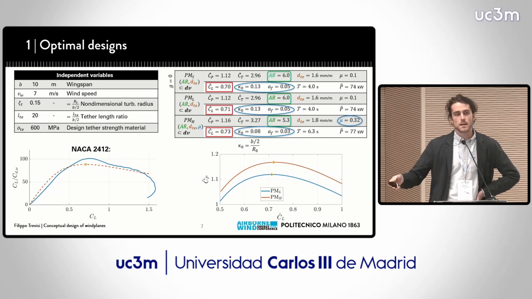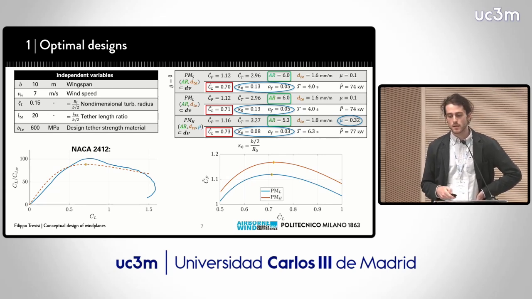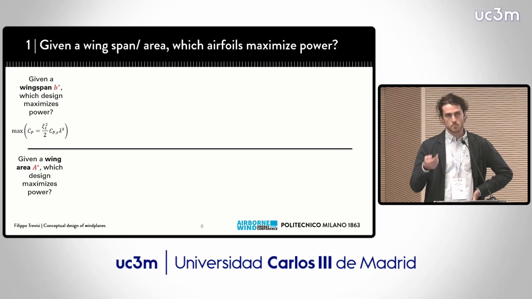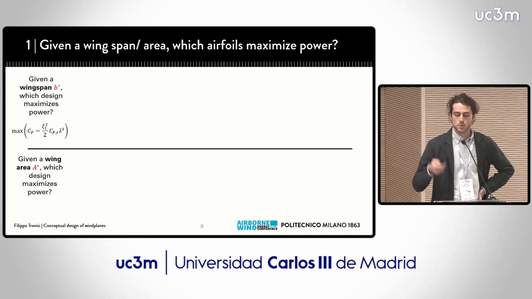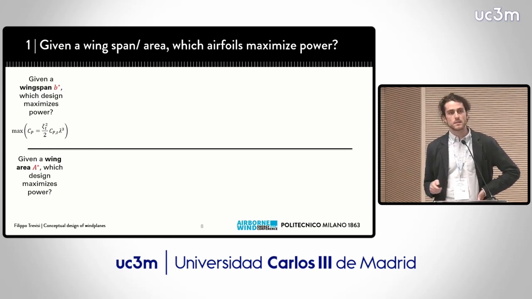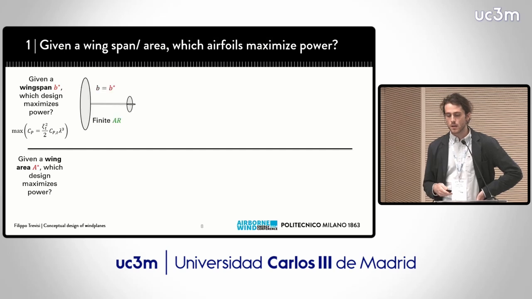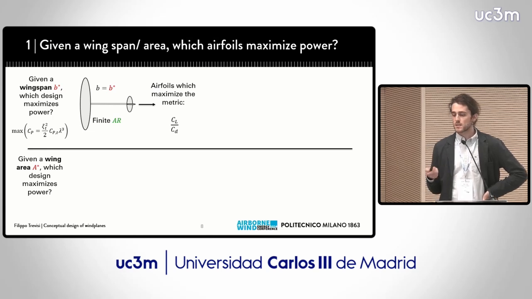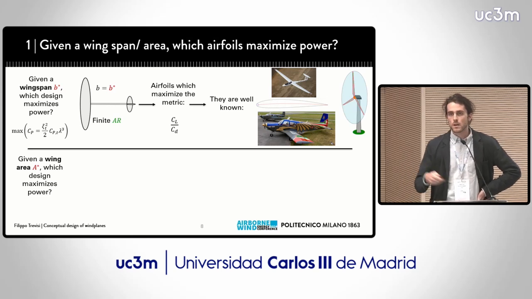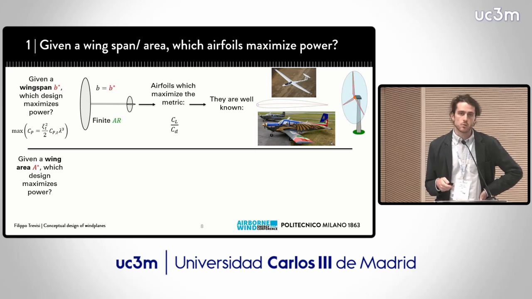And if we do a sensitivity analysis by running optimal control problems, we have the figure here on the right, in which we show that the CP, or the power, is maximized at this CL. What does it mean? Let's take a step back. If we pose the fundamental question I'm posing in this thesis, it's the first question I'm asking here. Given a wingspan, which design maximizes power, which means maximizing the CP as I'm defining it in this thesis? This led us to finite aspect ratio, and again to airfoils which maximize the metric CL over CD. And that's good news because we know how to build those airfoils. They are used in many applications, wind turbines among those.